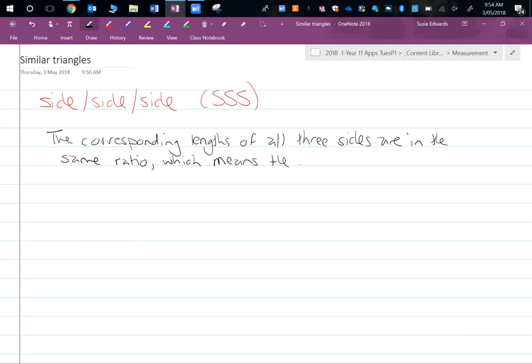the triangles are similar. So instead of having to check all the angles, you know how yesterday we had to check all the sides and all the angles, and it had to be that all the sides are in the same ratio and all the angles were the same? Instead of having to do that with triangles, we just have to check all three sides. And we can go, yes, tick, they are similar.